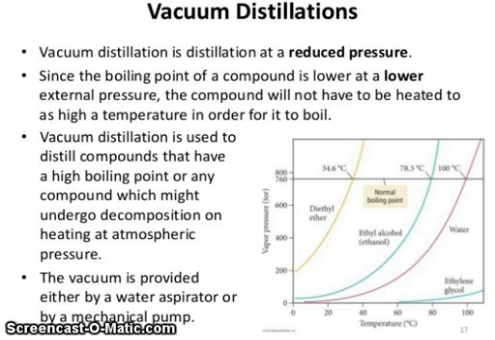So friend, what is vacuum distillation? Vacuum distillation is distillation at a reduced pressure. Since the boiling point of a compound is lower at lower external pressure, the compound will not have to be heated to as high a temperature in order for it to boil. Vacuum distillation is used to distill compounds that have a high boiling point or any compound which might undergo decomposition on heating at atmospheric pressure. The vacuum is provided either by a water aspirator or by a mechanical pump.